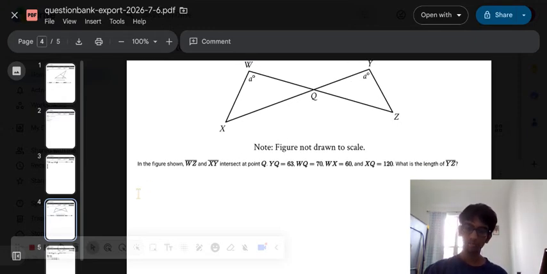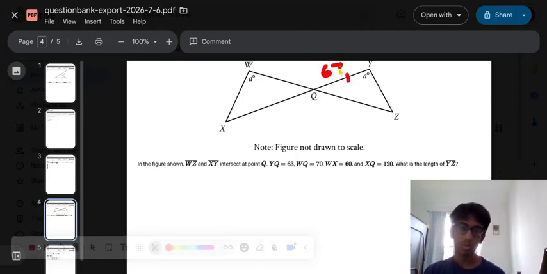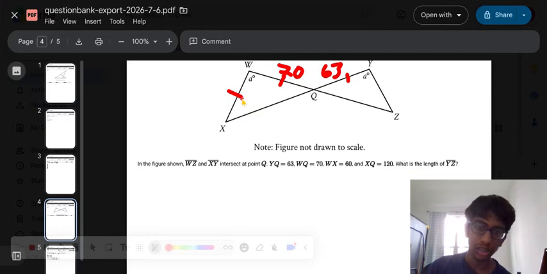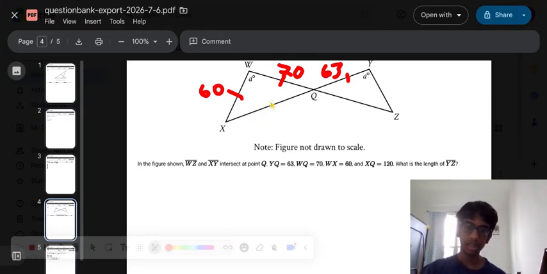Okay, so first let's mark everything, right? So we know that these two intersect at point Q. So we know that YQ is equal to 63, right? We know that WQ is equal to 70. We know that WX is equal to 60. And we know that XQ is equal to 120. And what we're trying to figure out is YZ.